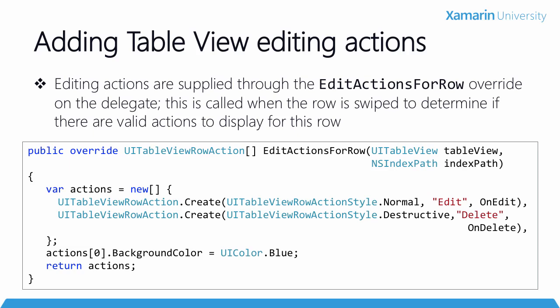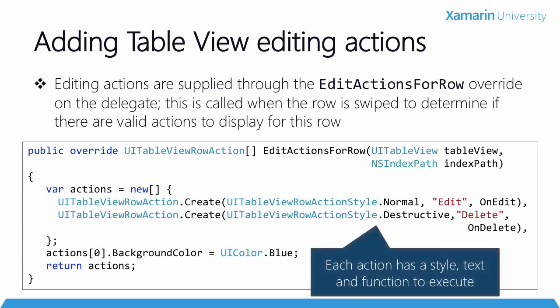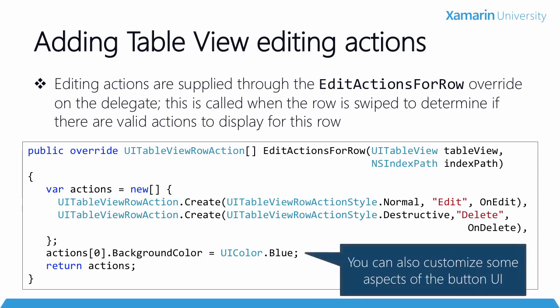If you return at least one action, then it will display that as a button on the row. You create these row actions using the factory method UITableViewRowAction.Create, as you can see here. And it has several parameters. First, each created row action has a style: normal, which is displayed by default as a gray button, or destructive, which is shown in red. It also has a title and a .NET delegate handler, which is called when the action is invoked. You can also adjust some of the visual properties of the action. For example, the background color of the button can be set to any color. Here, we're setting it to blue.